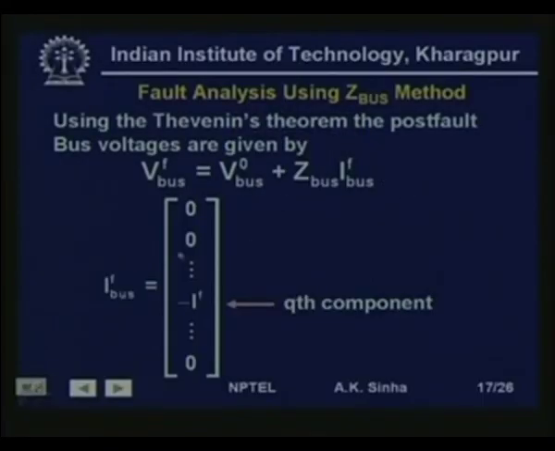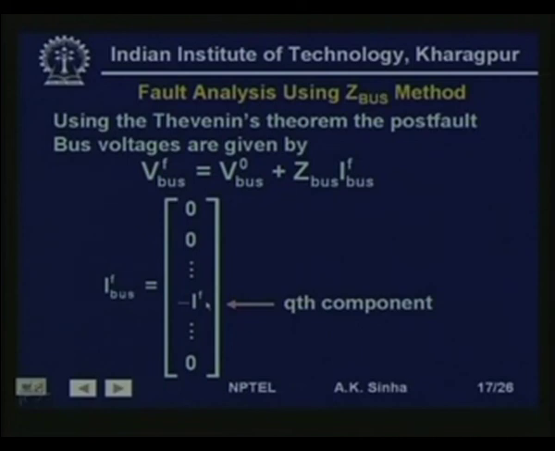So, in terms of current injection, at all the other buses except the qth bus the injection is going to be 0, and at the qth bus the current injection is nothing but the negative of the fault current, because the fault current is flowing away from the bus to the ground, and since we write these equations in terms of current injections into the bus, we write this as minus I F.